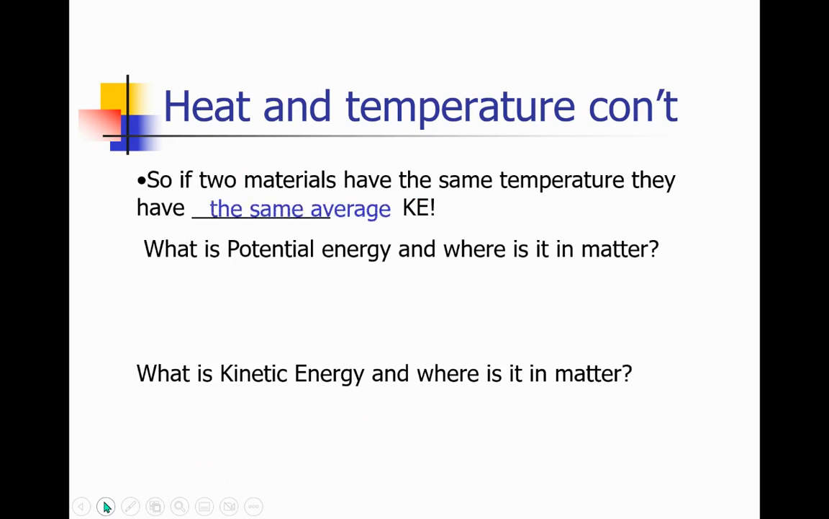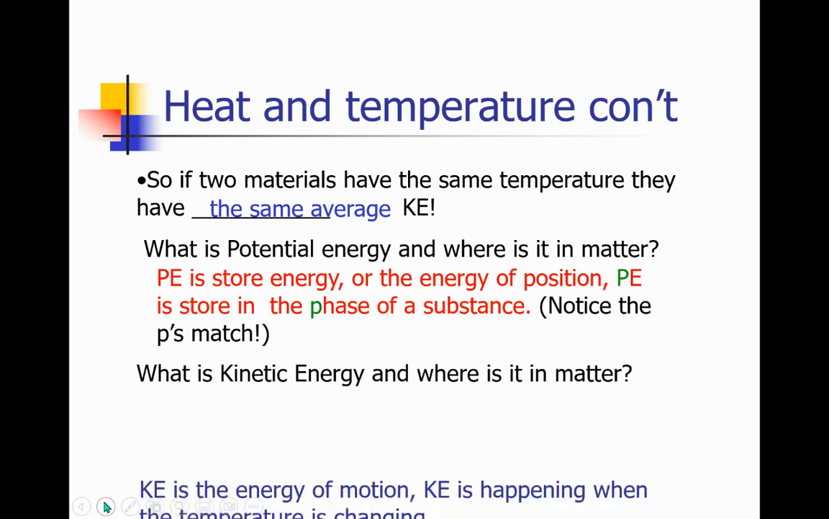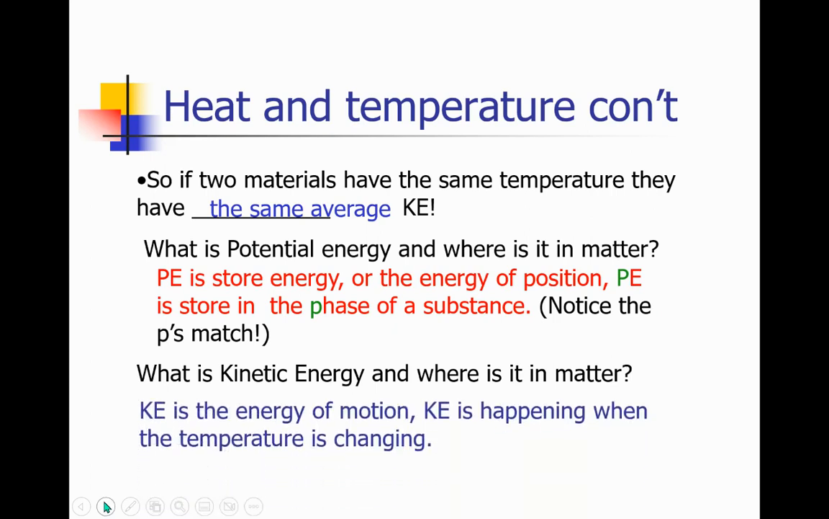If two materials have the same temperature, they have the same average kinetic energy. So potential energy and kinetic energy are the two types of energy we're going to refer to here. Potential energy is stored in the position of the molecules or in the phase change of the molecules. That's going to be the plateaus on our graph. So all those P's are going to go together. Kinetic energy is the energy of motion, and it is the energy of temperature change.